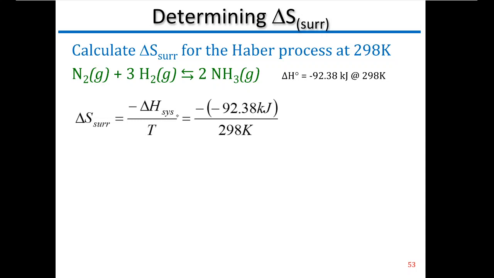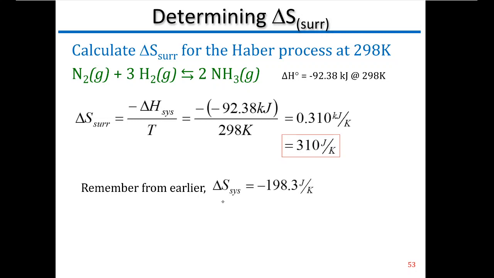Okay, so just plug in. So minus delta H, so minus 92.38 kilojoules over 298 Kelvin. Then we just have to solve the math there. Just plug it into your calculator. So it's going to be equal to 0.310 kilojoules per Kelvin. Okay, so delta S of the surroundings is increasing. So increasing by about 310 joules per Kelvin. So pretty dramatic increase here.